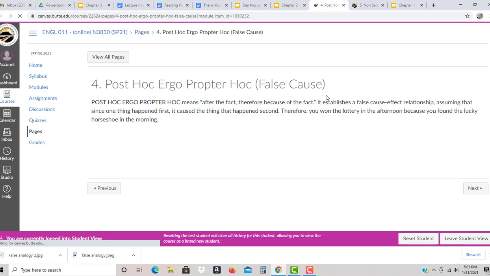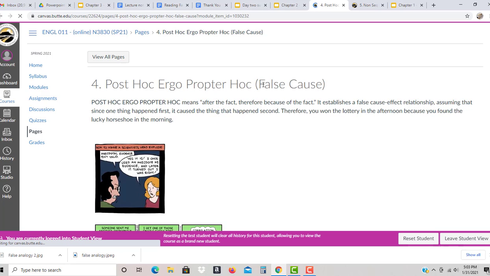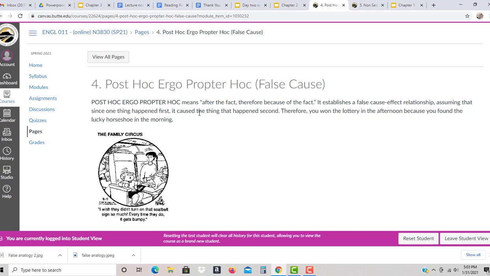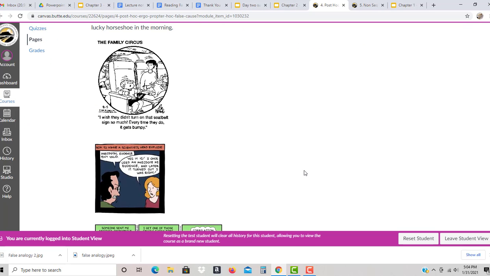Post hoc, ergo, propter hoc is also called false cause. It means after the fact, therefore because of the fact. The idea here is a false cause-effect relationship, assuming that since one thing happened first, it caused the thing that happened second. Therefore, you won the lottery in the afternoon because you found the lucky horseshoe in the morning. The assumption is the horseshoe is the reason why you won the lottery. That's what we call false cause.